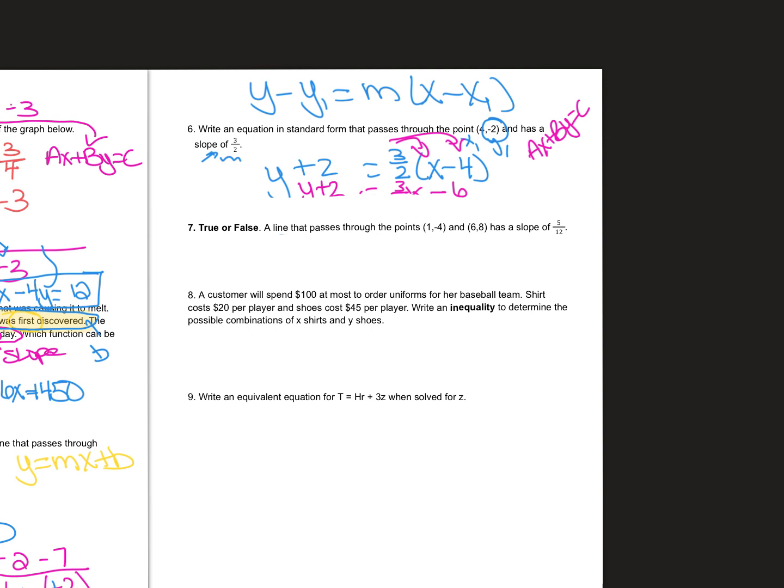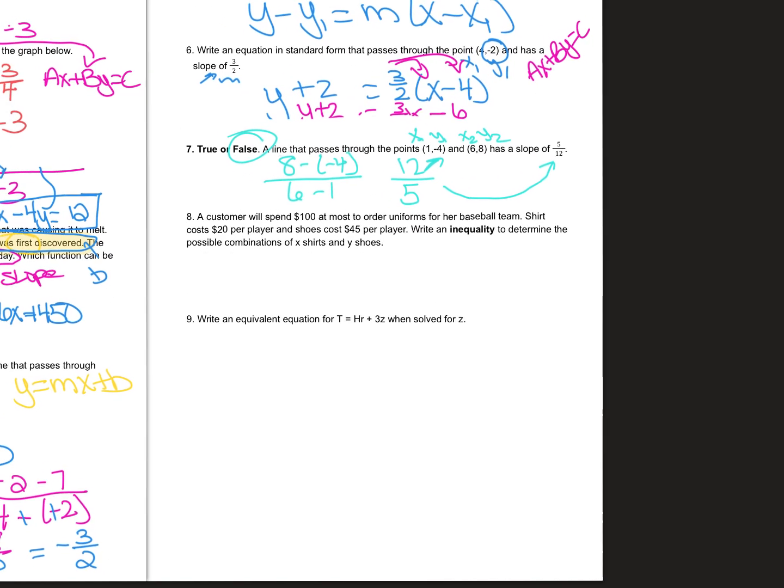Okay, so label them. I have x1, y1, x2, y2, and put them into my slope formula. I have 8 minus -4 over 6 minus 1. Okay, so 8 minus -4, plug it into Desmos. I know I'm left with positive 12. And 6 minus 1 is 5. So with these points, I have a slope of 12/5. So true or false, is 12/5 the same as 5/12? It's not, so this is false.